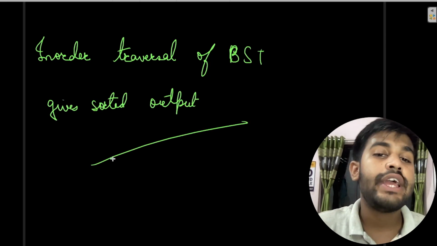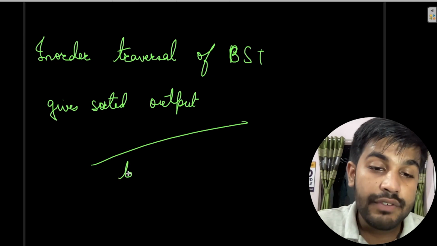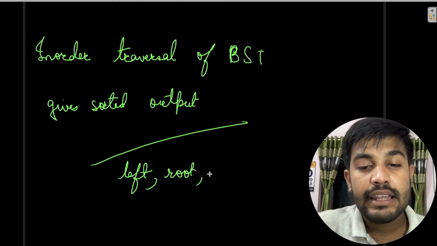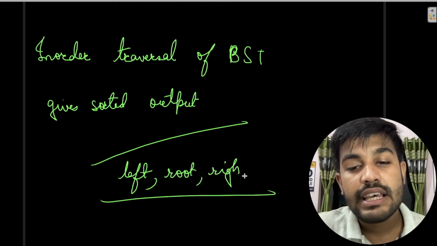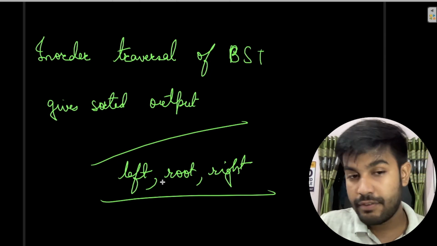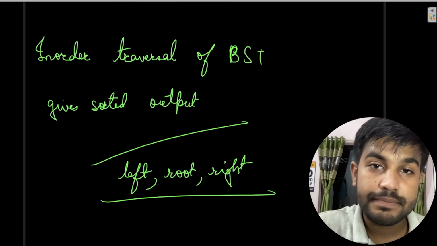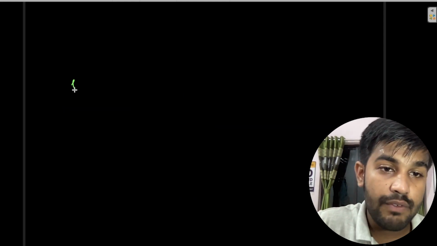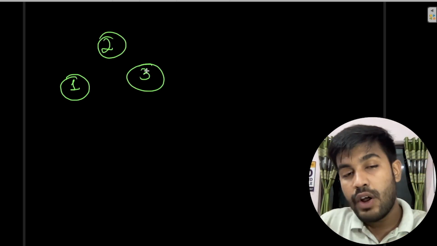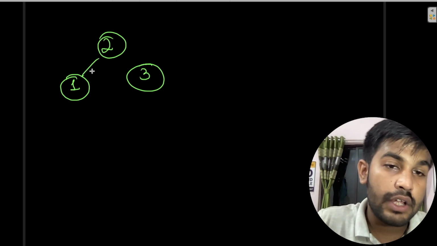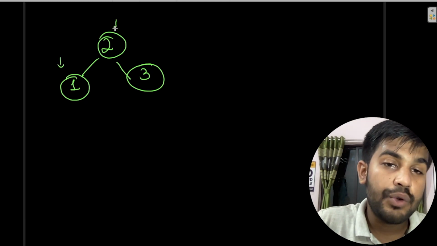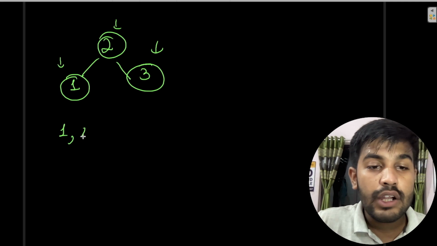If we do the in-order traversal, which is visiting the left part first, then the root, and then the right part, then we would get the output in sorted form. I would just give you an example. Suppose we have 1, and this is 2, and this is 3. The value on the right side is greater, the left side is smaller. If we do the in-order traversal, that would be first left, then root, then right. That would be 1, 2, and 3.